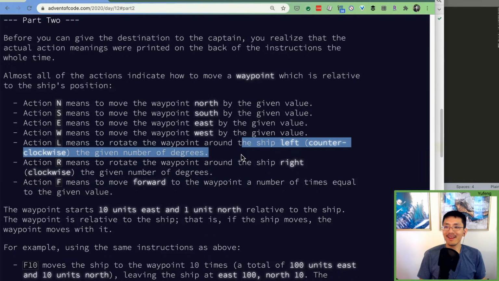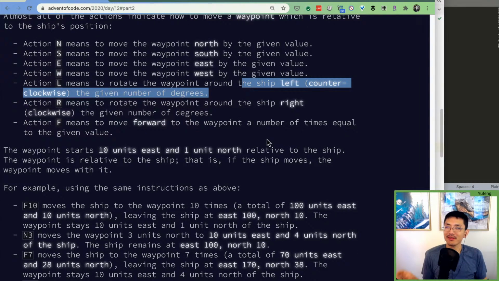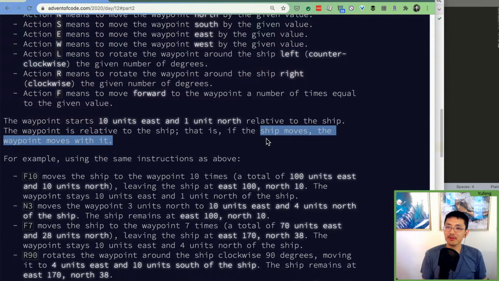Oh, snap. So it's like we're moving the waypoint around, and then the only time we actually move the ship is towards the waypoint. Interesting. I have to think about how to implement that last thing. It's like I'm thinking like subtract the coordinates because you gotta find the direction of moving in, right? If the ship moves, the waypoint moves with it. Oh, crikey.